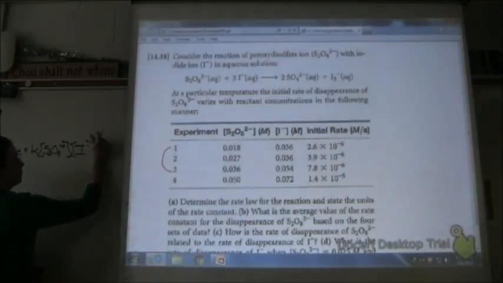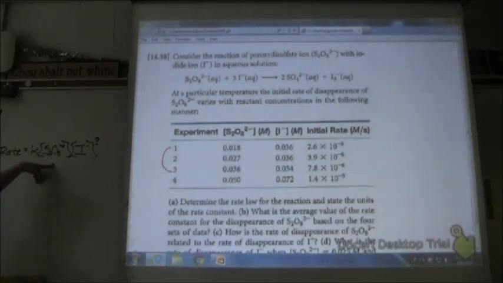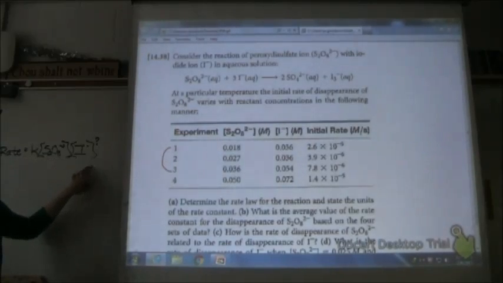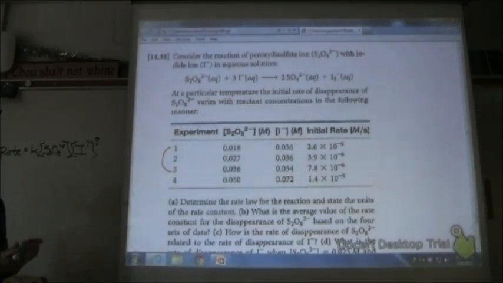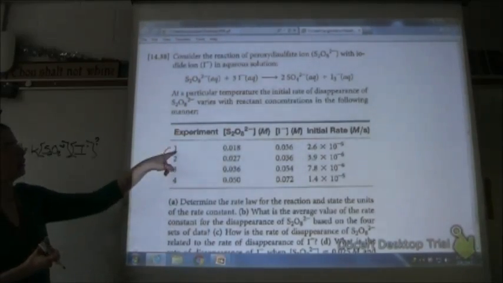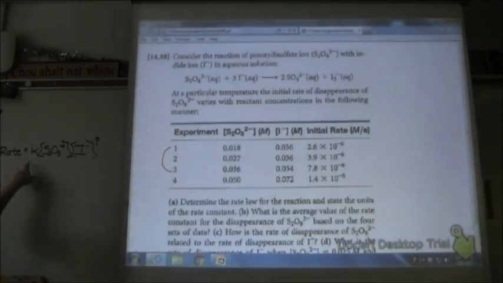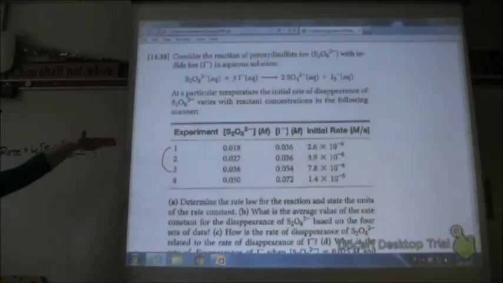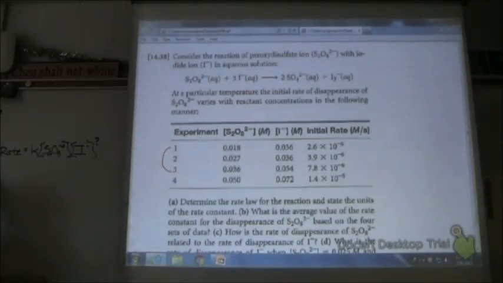What I'm going to do is come over to this rate law that I know some parts of. I'm going to look at line 1, and enter the numbers that go for line 1. Line 1, rate: 2.6 times 10 to the negative 6th. I don't know what K is, so I'm going to leave it as a variable.